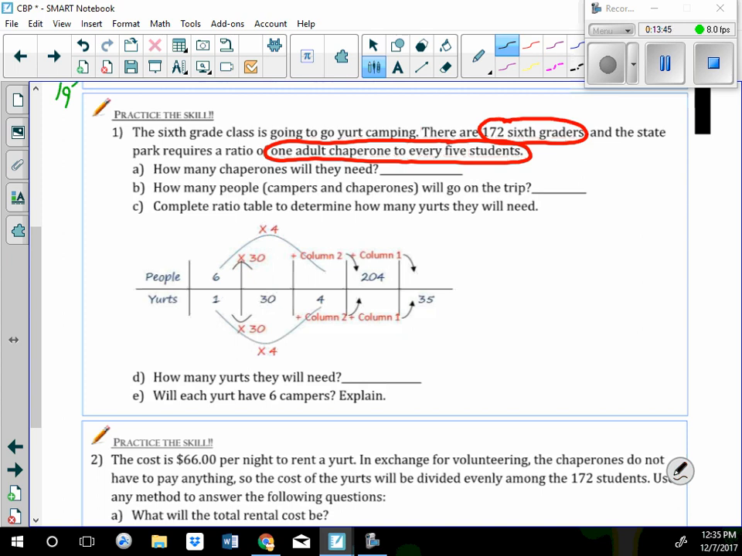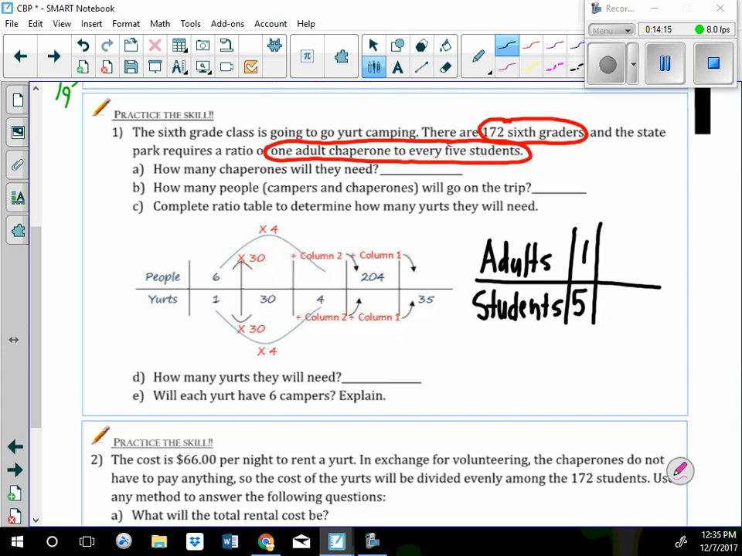And I want to make a ratio table of adults to students. And my problem told me that for every 1 adult, they allow 5 students. Okay. All right, so I need to get my number of students up to 172. Okay, because that's how many 6th graders there are.